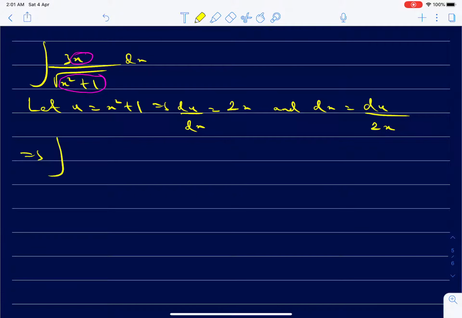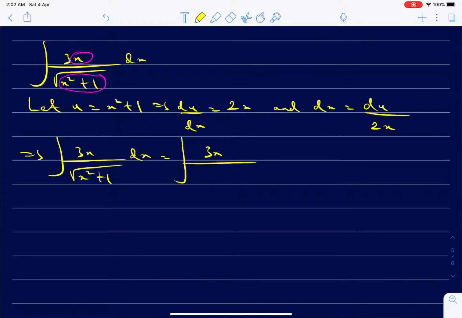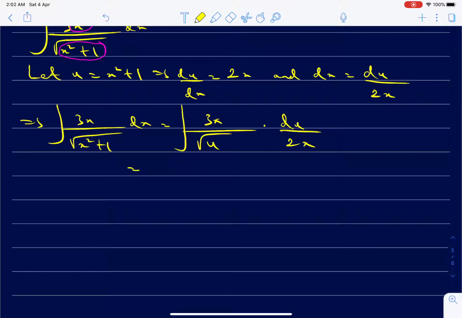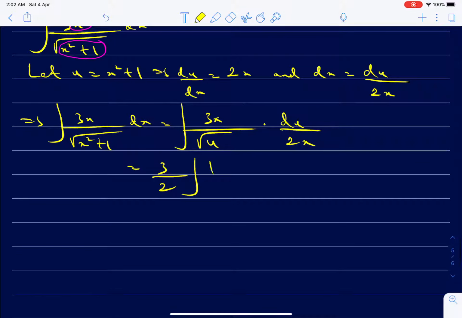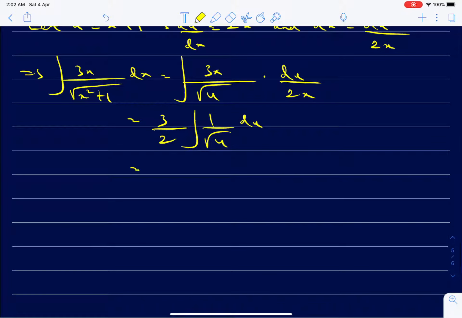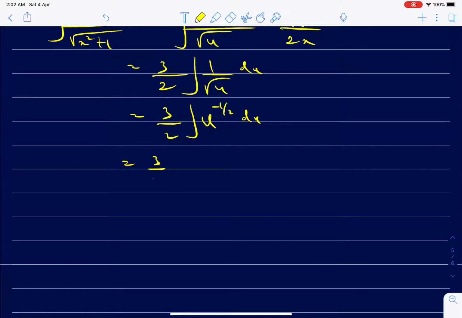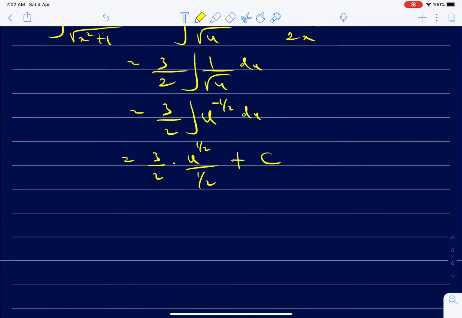Then we can substitute: the integral of 3x divided by the square root of x squared plus 1 with respect to x is equal to the integral of 3x divided by the square root of u times du over 2x, where du over 2x is dx. And this simply means 3 over 2 times the integral of 1 over square root of u with respect to u, and that is 3 over 2 multiplied by the integral of u raised to power minus half with respect to u, and that means 3 over 2 times u raised to power half, since minus half plus 1 is half, divided by half, plus c.